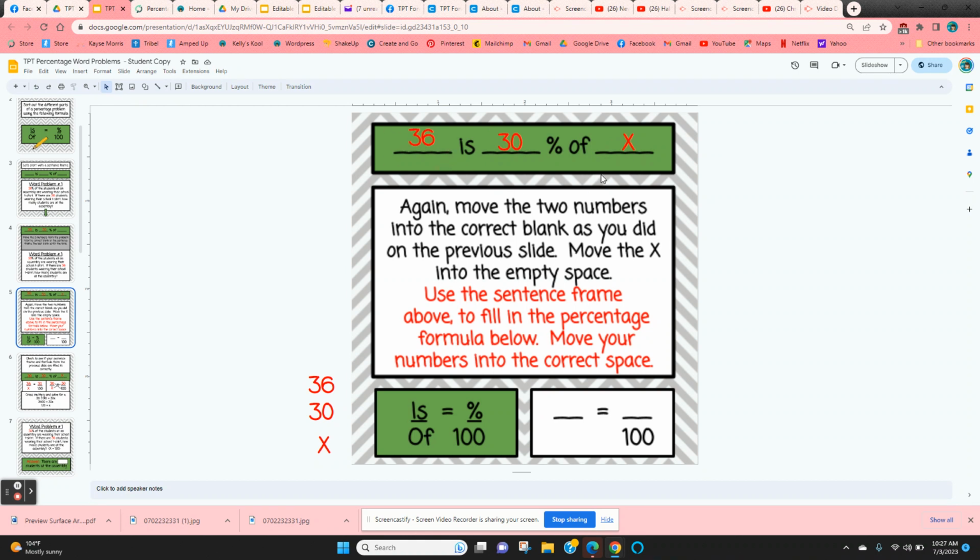Now we're going to take the sentence frame and put these numbers in the correct place in the formula: is over of equals percent over 100. Again, I would always do the percent first. So we know it's 30%. And then is over of. Well, 36 is next to the word is, so we're going to put 36 here. And of, we don't know, so X is next to the word of. It's going to go here. Now we have them in the correct place in the formula.